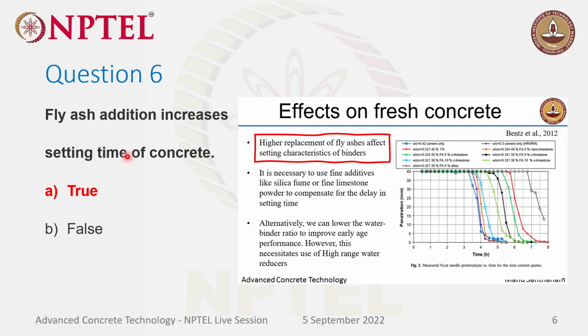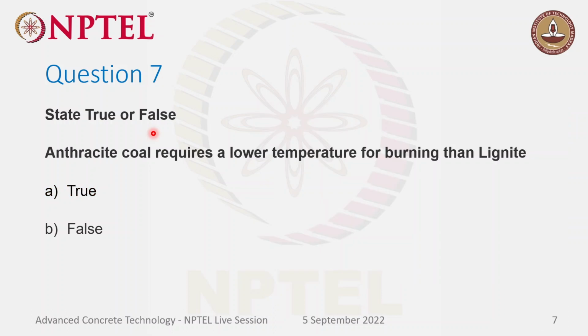Okay, so from here we'll move to the next question. This is also going to be a true or false question. Here they're saying anthracite coal requires a lower temperature for burning than lignite. As per the lecture, there are 5 different types of coal, and lignite is one type of coal and anthracite is one type of coal. So they are saying that anthracite requires lower temperature for burning than lignite.